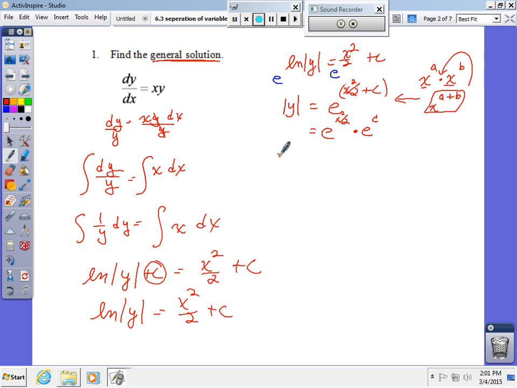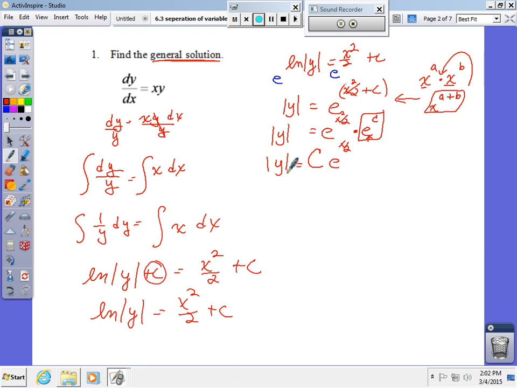All right, so what ends up happening, I still have my absolute value of y here. So my absolute value of y is equal to e to the x squared over 2 times e to the c. Now remember c is a constant, and if the base is e, which is 2.718, well that whole thing is a constant. So what we're going to do is rewrite that out in front as a big C for a constant.